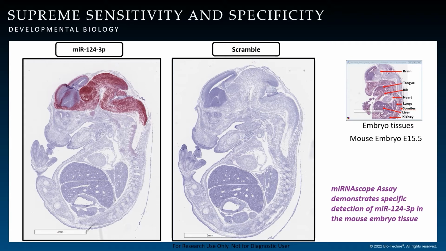The microRNA miR-124-3p localizes specifically in the brain during this stage of development. In contrast, a negative control probe targeting a scrambled sequence illustrates the lack of background in this assay.